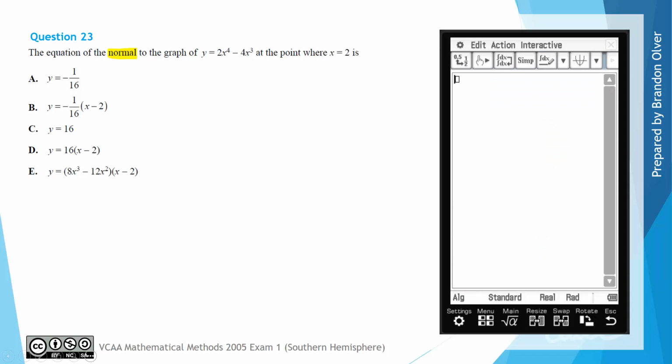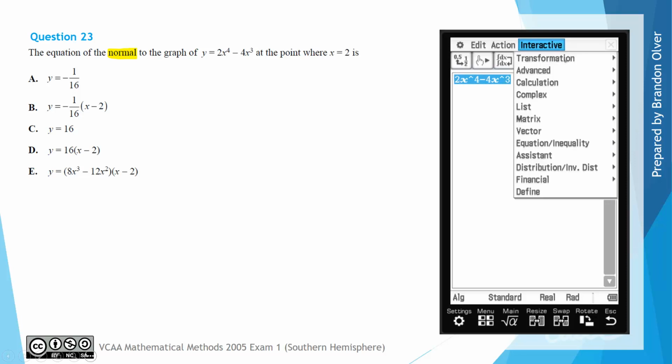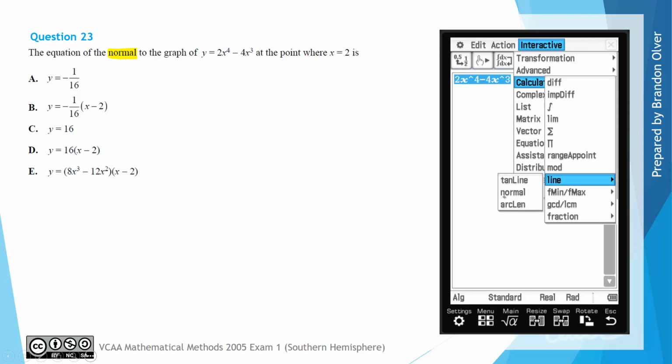Now what we want to do is type in the expression for the equation that we're given. So that is 2x to the power of 4 minus 4x to the power of 3. Next, we're going to highlight that and go interactive, calculation, and we're asked to calculate a line. So we want to calculate the normal in particular because that's what was asked for in the question. However, in this same area, you could calculate the tangent line, which many students did incorrectly for this question. So we want to click on normal.